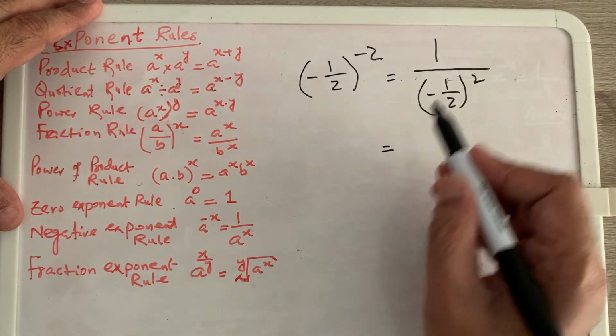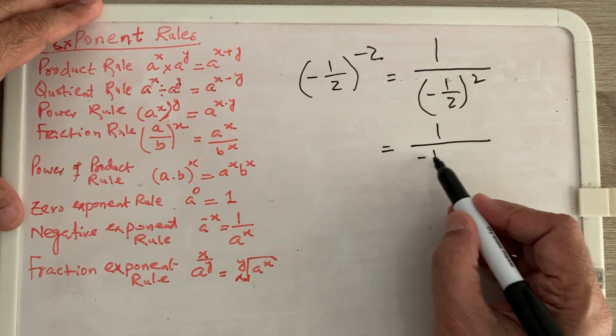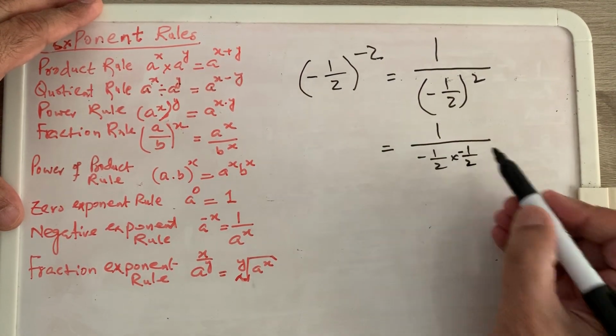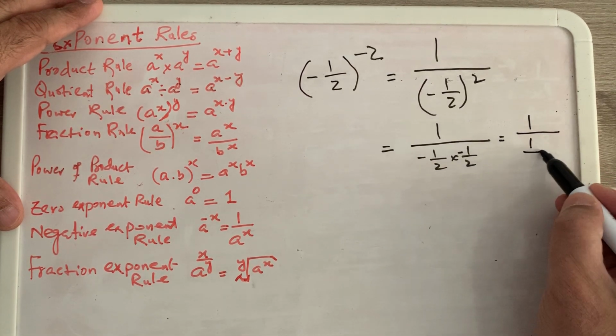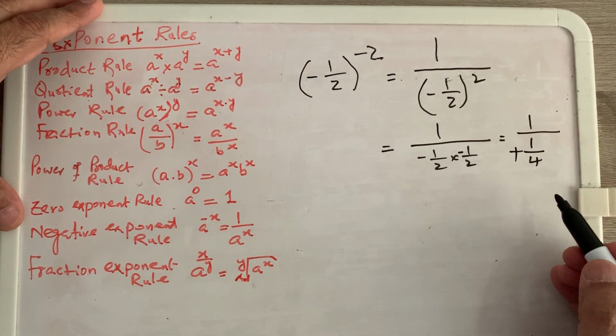So now I have to apply the same minus times minus, right? Minus half times minus half is an even power. So that means it will turn out as positive. So it will turn out as positive 1 over 4, right? Negative times negative is positive, positive 1 over 4.